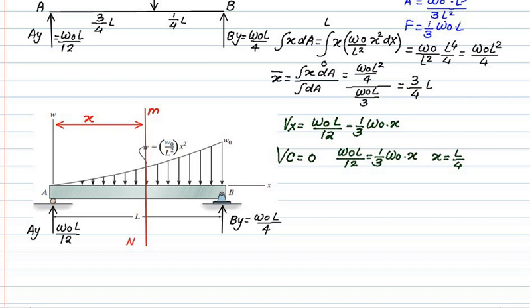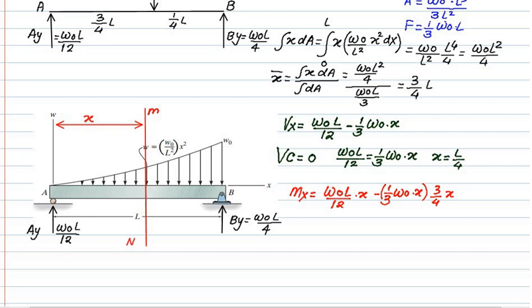At point A, 0. What is the bending moment at point B? Is it 0? Is the bending moment maximum at point C? So first of all, we'll write the bending moment equation. So bending moment at any point is AY multiplied by x, that is W0 L by 12 into x.